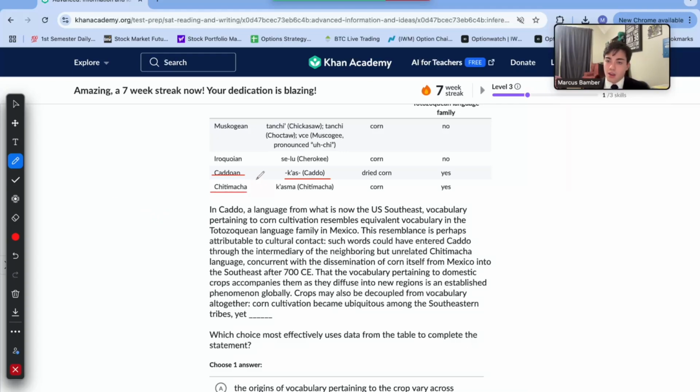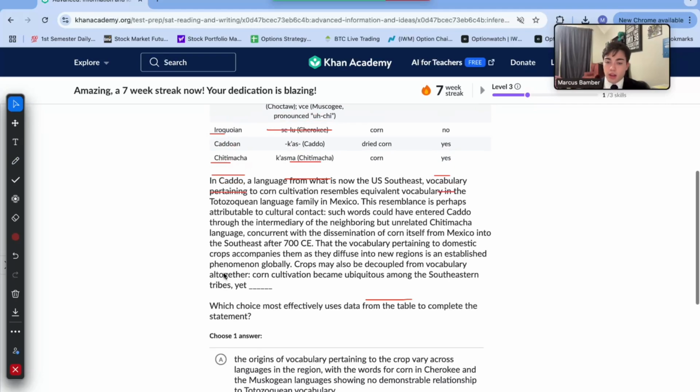So we have the Chitimacha language right here, and we can see that they are also related to the Totozoquean language family. All right, concurrent with the dissemination of corn itself from Mexico into the Southeast after 700 CE, that the vocabulary pertaining to domestic crops accompanies them as they diffuse into new regions is an established phenomenon globally. Crops may also be decoupled, so separate from vocabulary altogether. Corn cultivation became ubiquitous among the southeastern tribes, yet we have some more southeastern tribes here, the Cherokee and the Chickasaw, that do not have the shared language family.